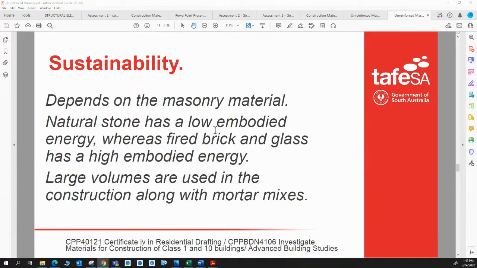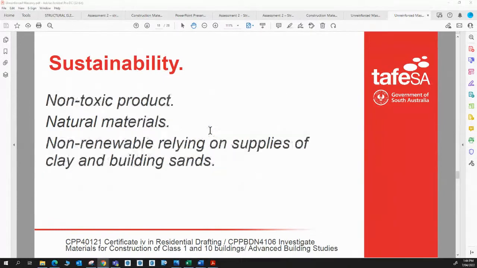Whereas things like fired brick and glass have a very high embodied energy because those materials have to be thoroughly heated and baked. Also, large volumes are used in construction along with mortar mixes. So it's not only that there's a high embodied energy in the units themselves, but a lot of units are used. And then you've also got your mortar mix, which contains cement powder, and that cement powder is the high embodied energy component of concrete as well.